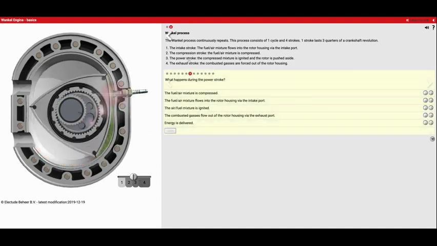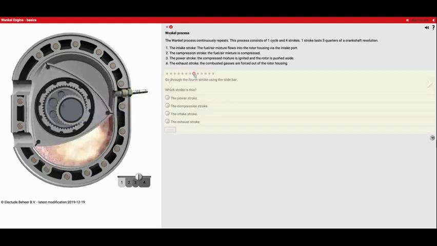What happens during the power stroke? The power stroke, the compressed mixture is ignited and the rotor is pushed aside. So the air-fuel mixture is ignited, energy is delivered, it was compressed before, and it's not flowing through the intake housing, intake port I should say, and we don't have anything going out the exhaust yet. There we go.